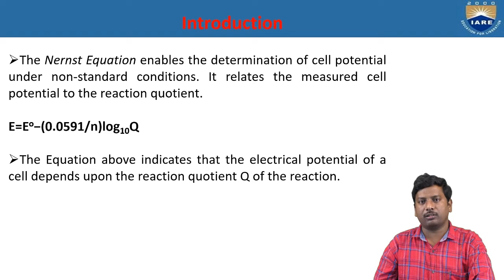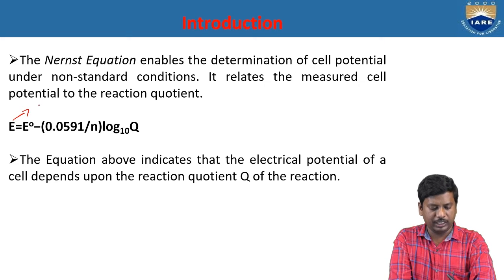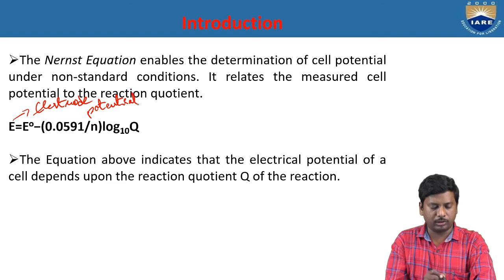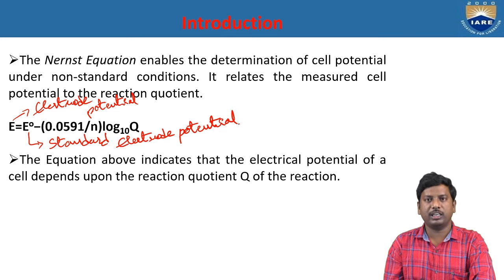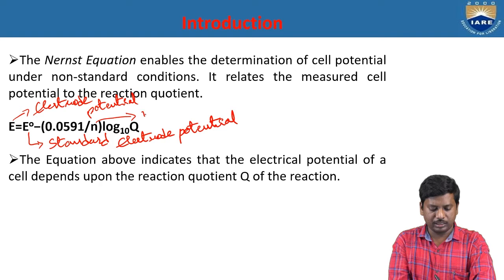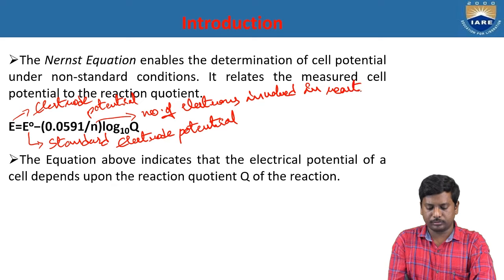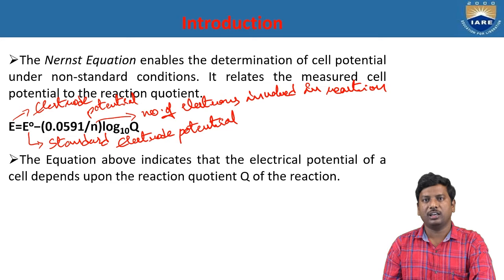Where E represents the electrode potential, E naught represents the standard electrode potential, and small n represents the number of electrons involved in the reaction.